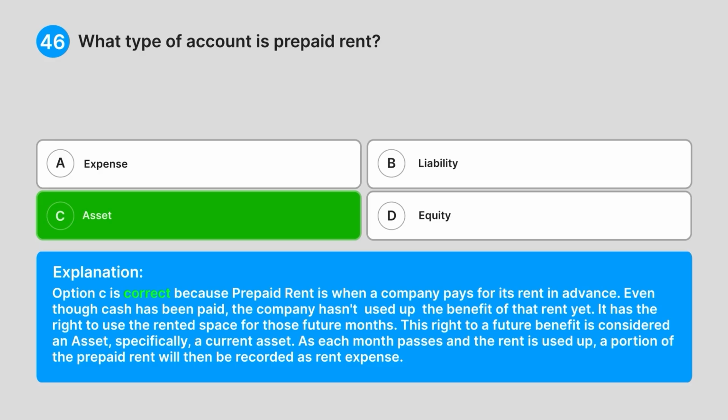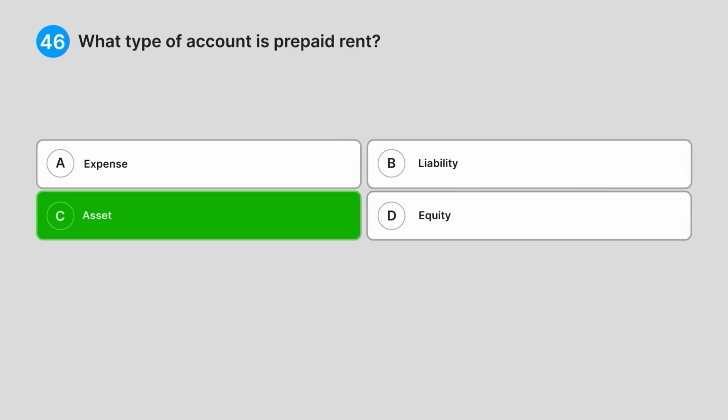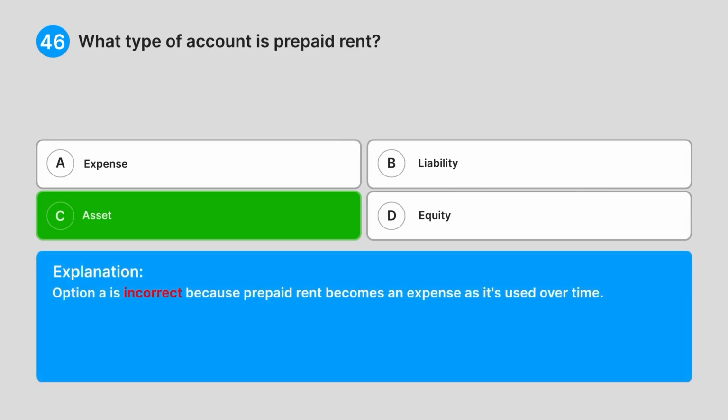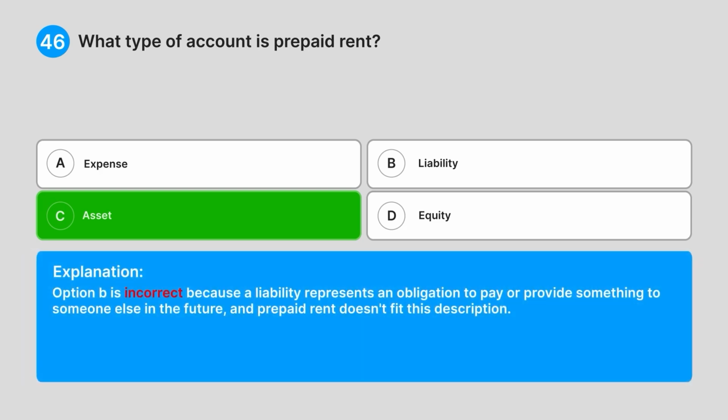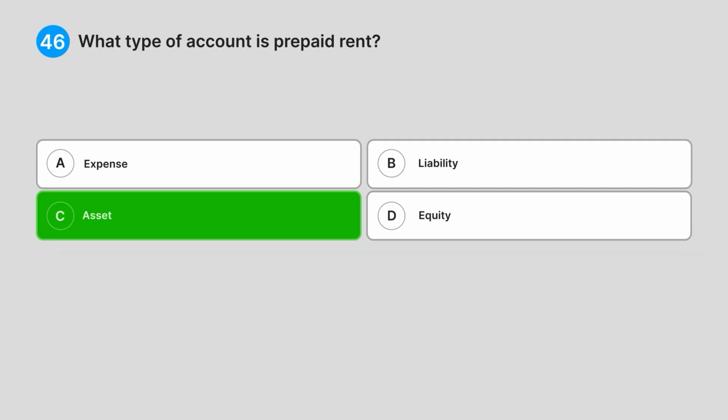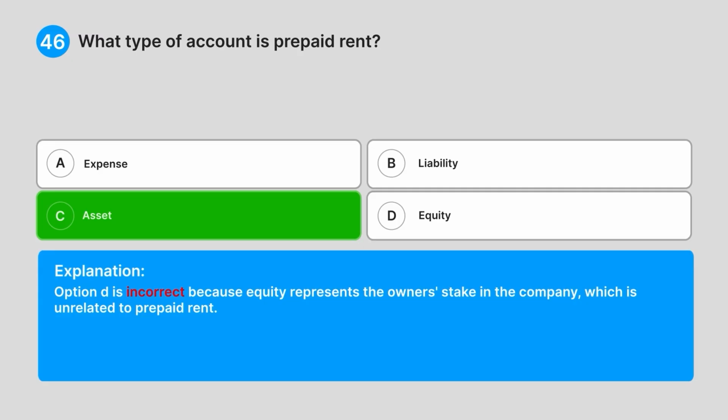As each month passes and the rent is used up, a portion of the prepaid rent will then be recorded as rent expense. Option A is incorrect because prepaid rent becomes an expense as it's used over time. Option B is incorrect because a liability represents an obligation to pay or provide something to someone else in the future, and prepaid rent doesn't fit this description. Option D is incorrect because equity represents the owner's stake in the company, which is unrelated to prepaid rent.